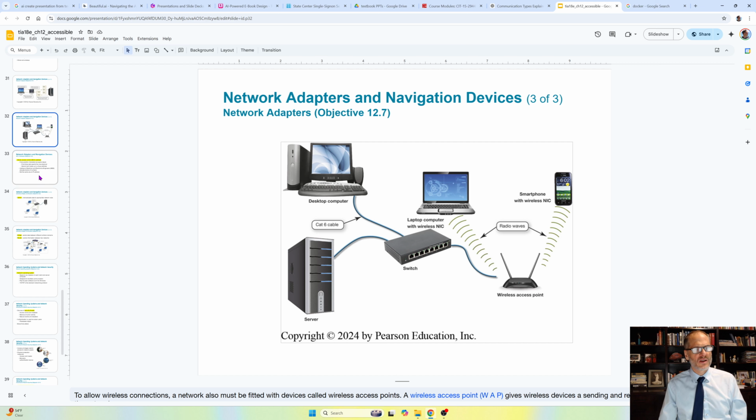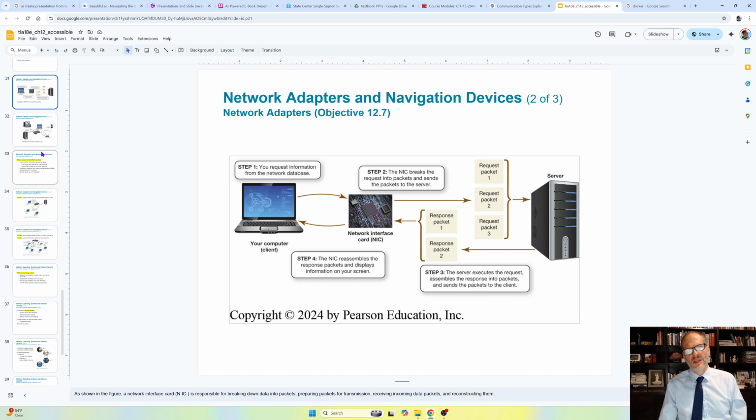How communication occurs, there it is. Step 1, step 2, step 3, step 4, you could read that.